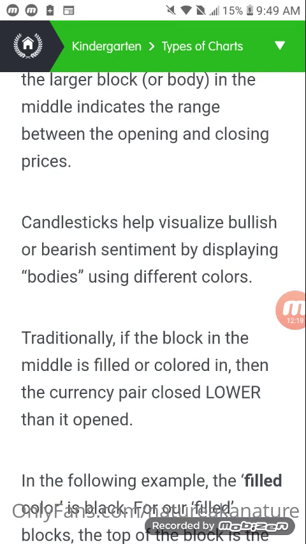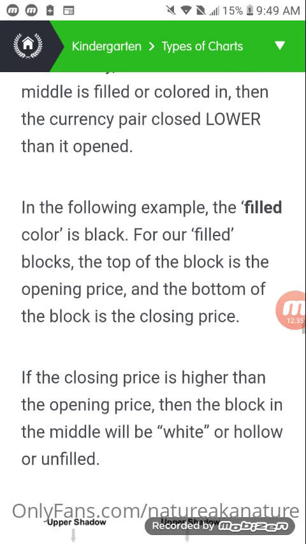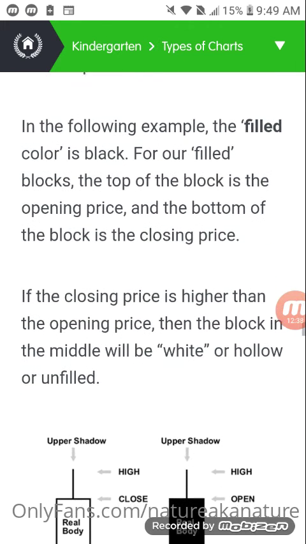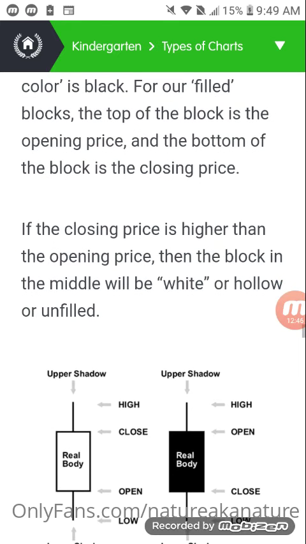Candlesticks help you visualize bullish and bearish sentiments by displaying bodies using different colors. Traditionally, if the block in the middle is filled in or colored in, then the currency pair closed lower than its opening. It's in a downtrend if it's filled. In the final example, the filled color is black for our filled block. The top of the block is the opening price, and the bottom of the block is the closing price if it's filled.